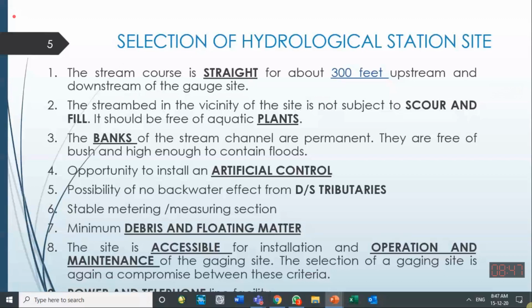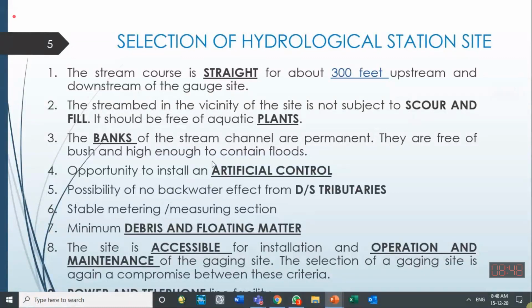Also, we should try to avoid any location where there is excessive aquatic life. Aquatic plants are there; some plants grow in water. So we should avoid such locations where growth of such plants is expected. Usually in slow moving water, such kind of plant growth is there. If it is there, we have to continuously remove them.